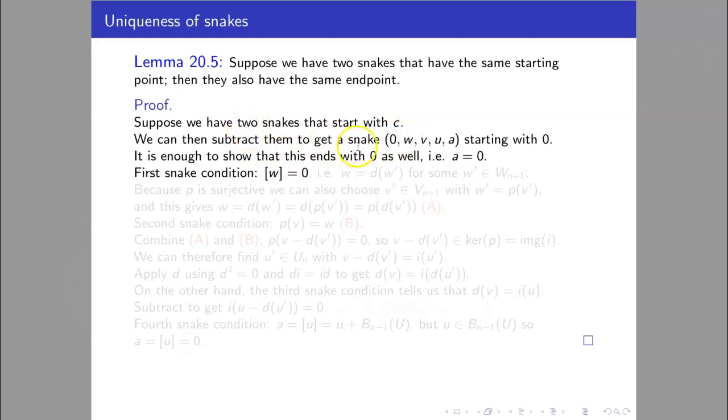So let's consider what it means for this to be a snake. So the first condition was that, and this is some element in the homology group, that this 0 is equal to square bracket w. Okay. But remember, what does this square bracket w mean? That's the coset modulo boundaries, modulo the image of d. So if we say that coset is 0, that means that w is in the group of boundaries. That means it can be written as dw' for some w' up in W_{n+1}.